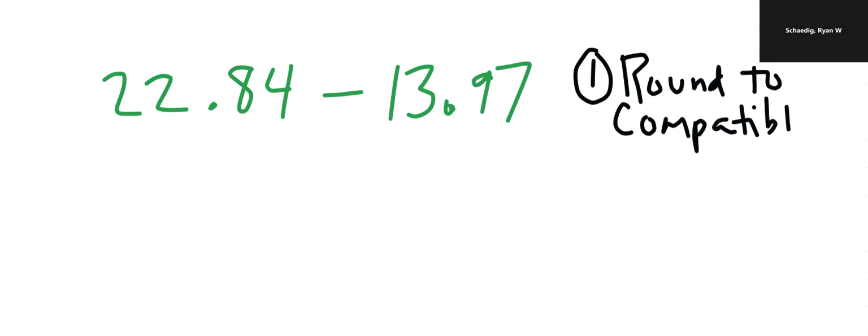One, we are going to round to compatible numbers. So many vocabulary words at once. We're going to round to compatible numbers. Then we will stack, and it will make sense. Don't worry.